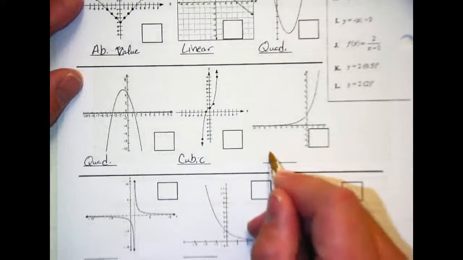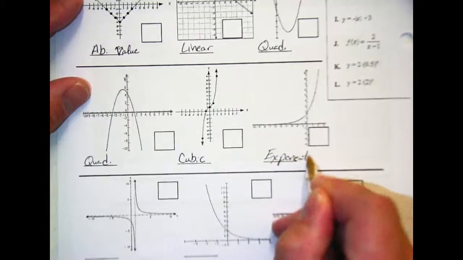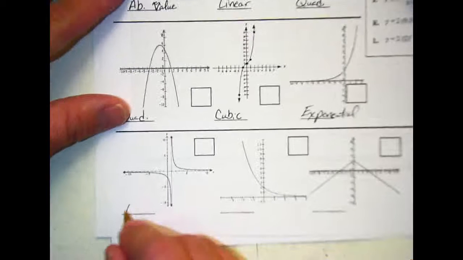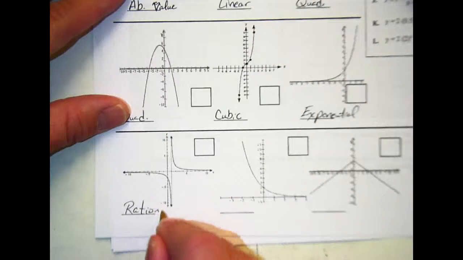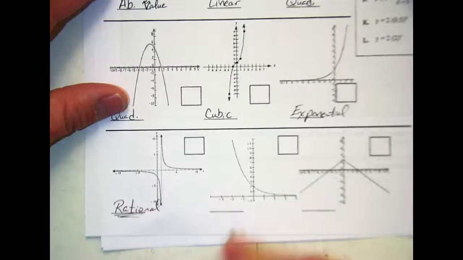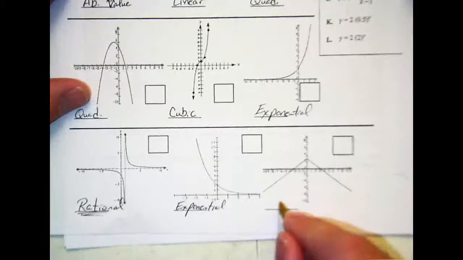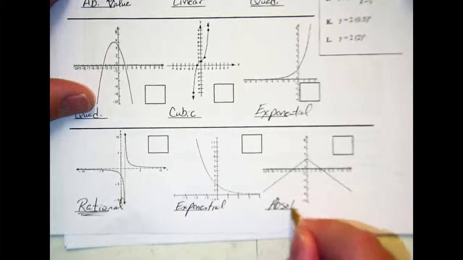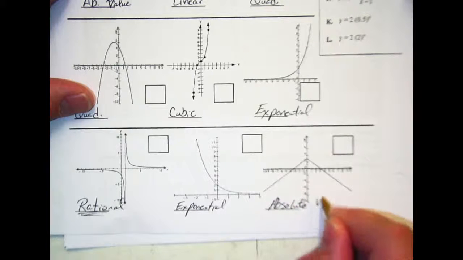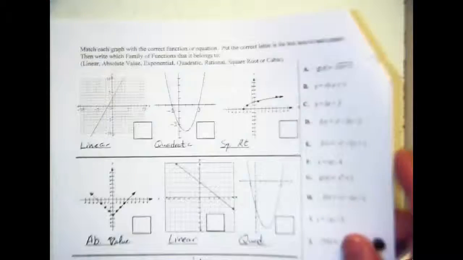What's this one? Exponential. What's this one? Rational. Ratio means there's a fraction. Okay? What's this one? Exponential. And absolute value. Also being kind of negative, right? Yes. All right, opening downward. Okay. With that being said, if you can do that, now it just goes to eliminating equations.